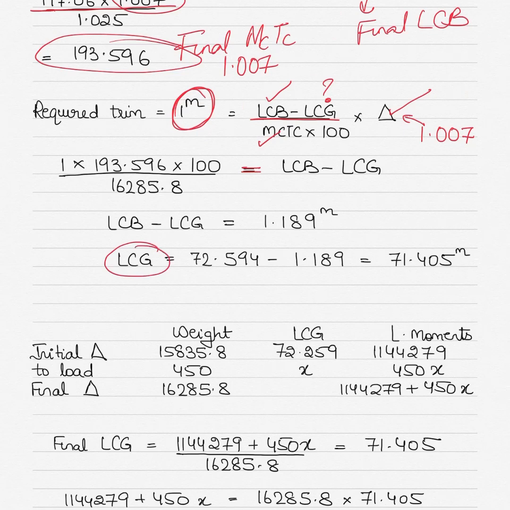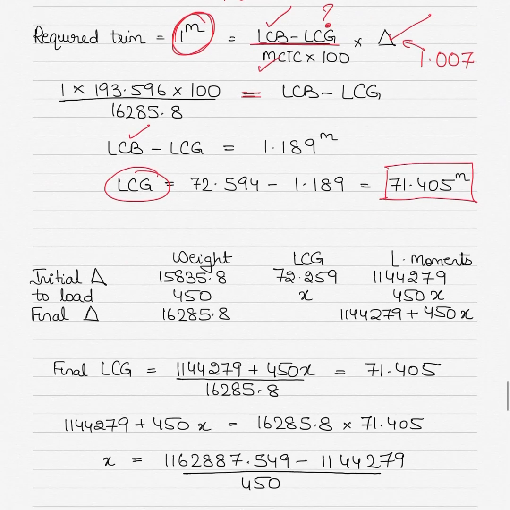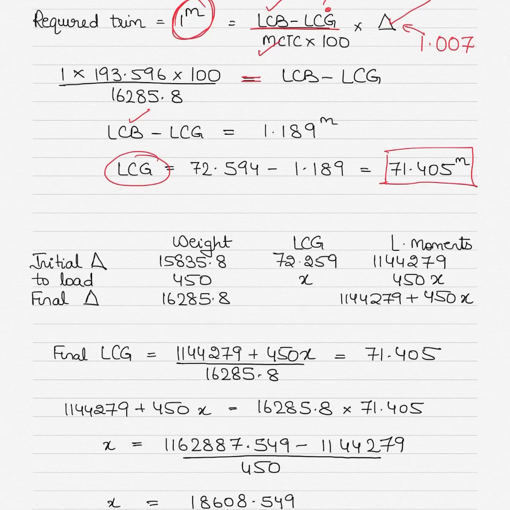So now you can find out the LCG like you did before, because you know your LCB. LCB was 72.594. You subtracted it and then you've got the final LCG value. Alright, you've got your final LCG value. Now all you have to do is find out from where you have to load the cargo.